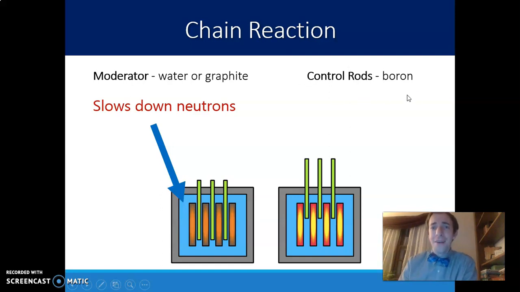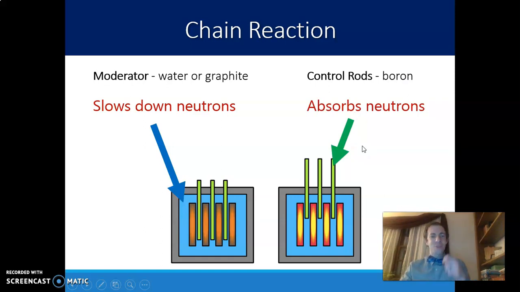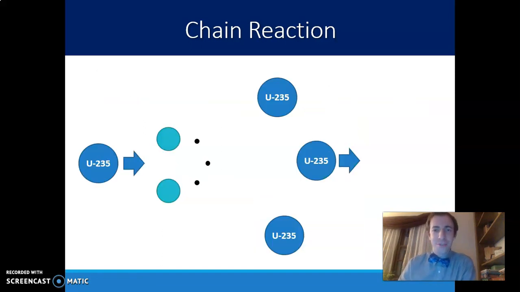We also have some control rods that are inside that array. The control rods here are represented in these green bars. Control rods are typically made out of something like boron. The purpose of boron is it is a very good absorber of neutrons. So if a neutron hits a control rod, it gets absorbed and then cannot go on to produce another reaction.